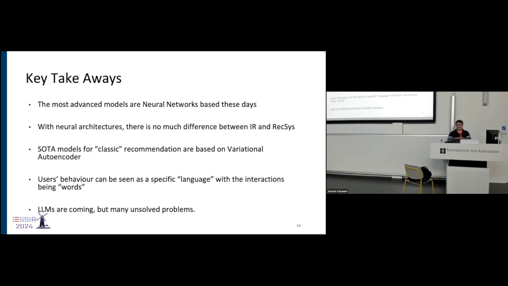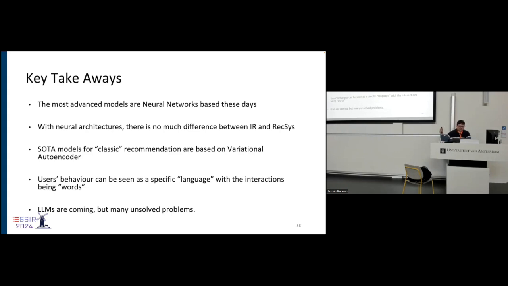For classic types of models, when you don't care about sequences or side information, the variational autoencoder is the state-of-the-art approach. If you want to build something, the first model would be something very simple, like matrix factorization. Next would probably be a variational autoencoder, and then you start building upon that.